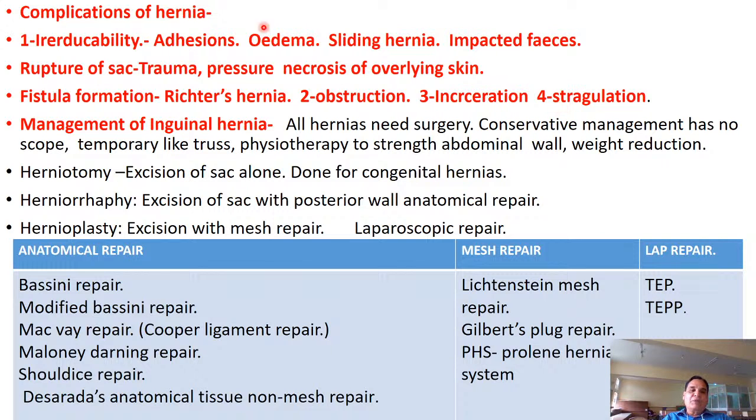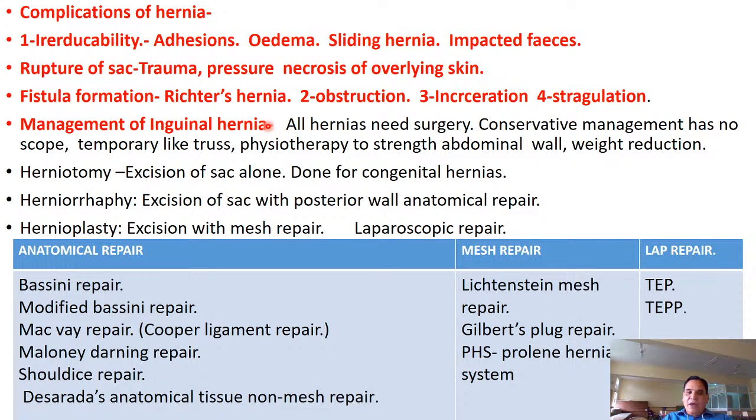Okay. Now comes the management. Management of hernia is fortunately very simple. Diagnosis simple, management simple, surgery simple. Everything is simple in hernia. But the bad part is recurrence. Recurrence is the worst part. That is why so many surgeries are coming in.